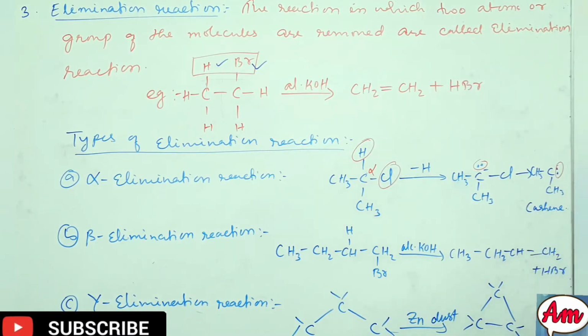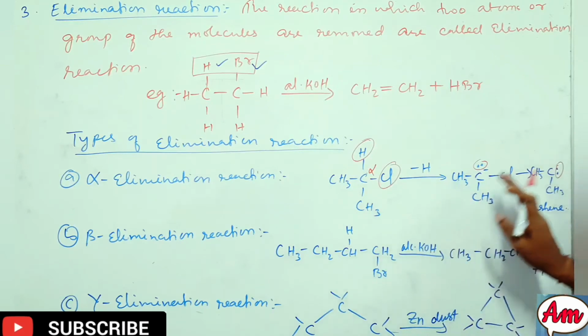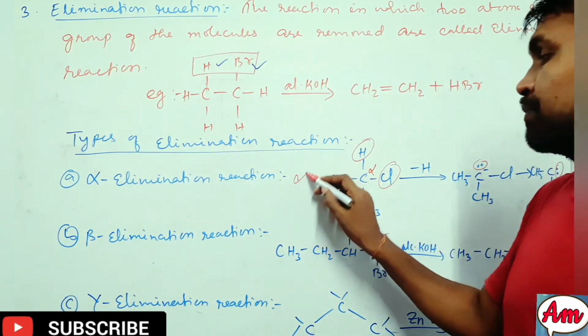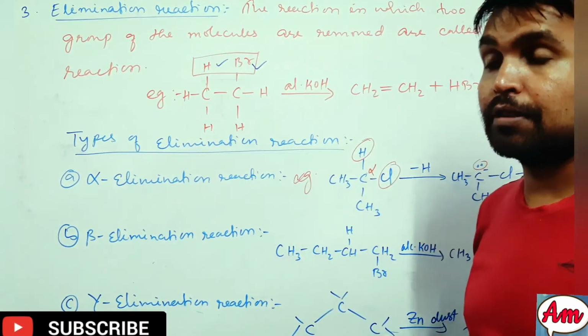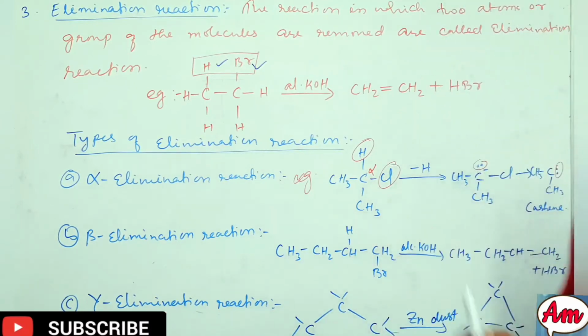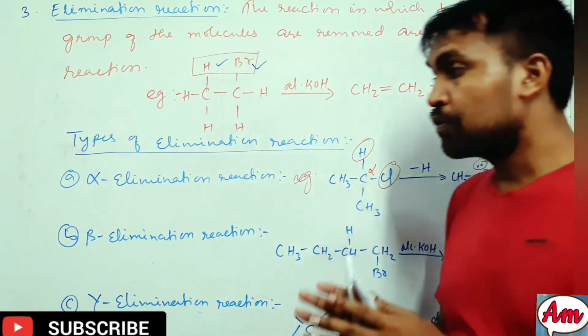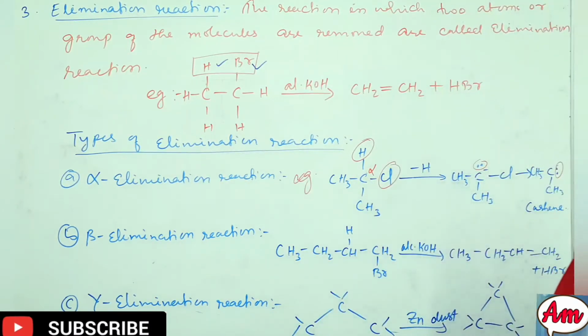Okay, so this is an example of what? Alpha elimination reactions. Alpha elimination reaction means both the halogen as well as hydrogen will be removed from which position? From the alpha position.